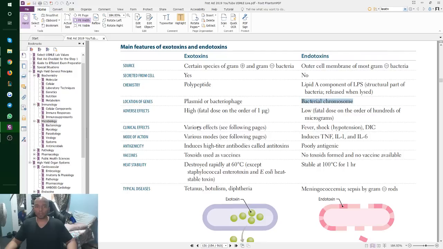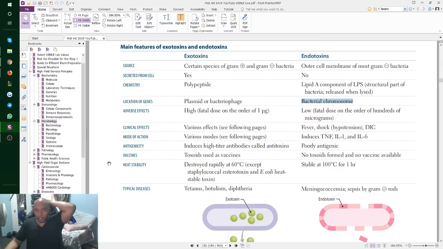Adverse effects of an exotoxin? A lot, right? The fatal dose is just 1 microgram. Exotoxins are extremely powerful and will make you very sick. Endotoxin doesn't have many adverse effects. The fatal dose of endotoxins is very high. You would need a lot of endotoxin to get extremely sick.